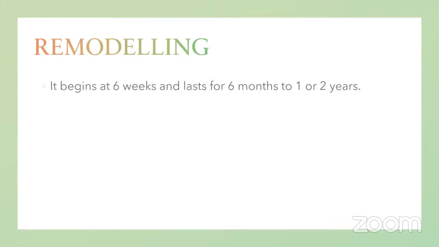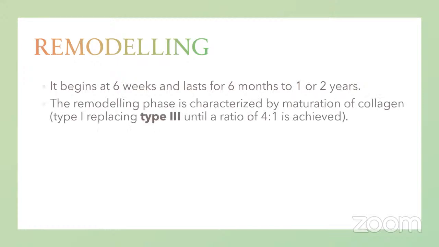The last phase is the phase of remodeling. Remodeling usually begins at 6 weeks, and that can last up to 2 years. Depending on the site of the wound and type of the wound, it may last up to 1 to 2 years. Usually, it starts at 6 weeks and ends within 6 months. The remodeling phase is characterized by maturation of collagen.